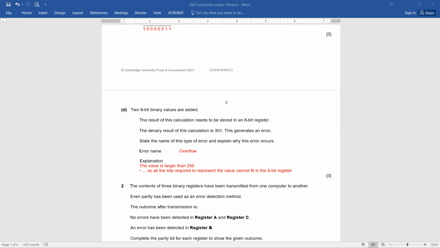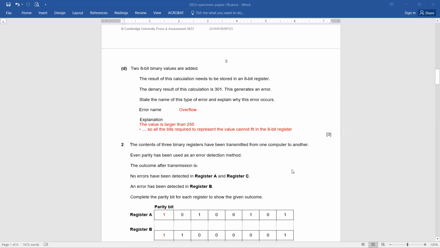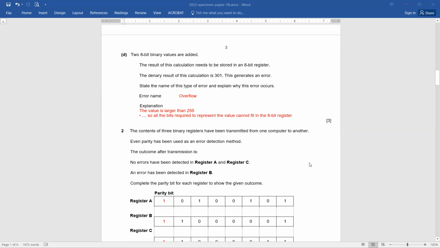Question number 2. The contents of 3 binary registers have been transmitted from one computer to another. Even parity has been used as an error detection method. The outcome after transmission is no errors have been detected in registers A and C. An error has been detected in register B. Complete the parity bit for each register to show the given outcome.